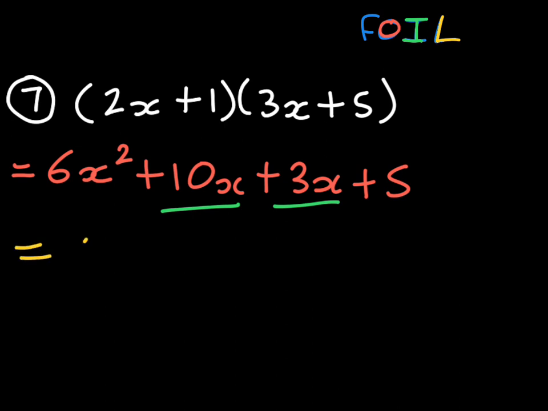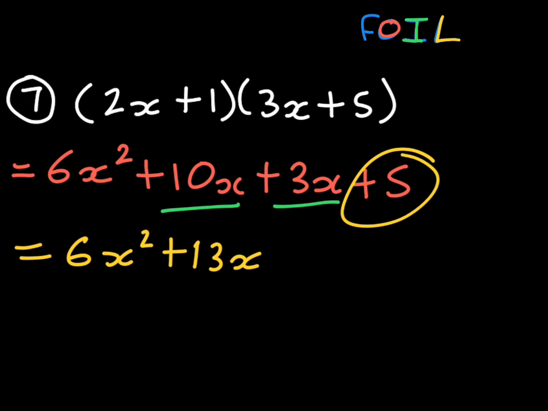So since 6x has no other like terms, we don't do anything with him. We can then add 10x to 3x to get plus 13x. And there are no other constants, so we just leave that alone, keep it at the bottom there, and that is the final answer for question number 7.